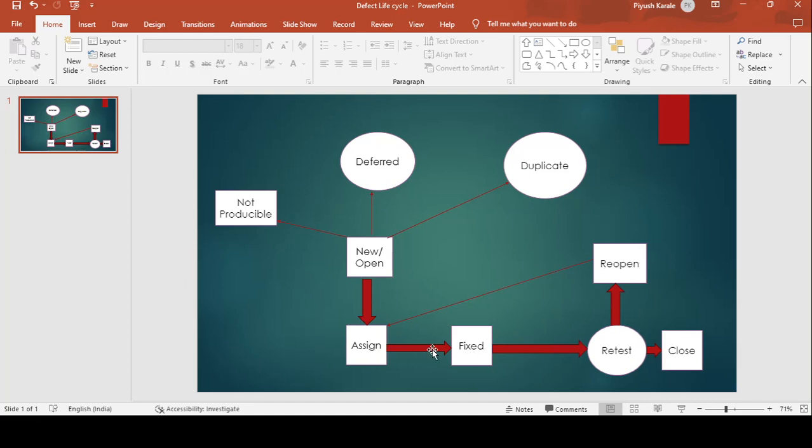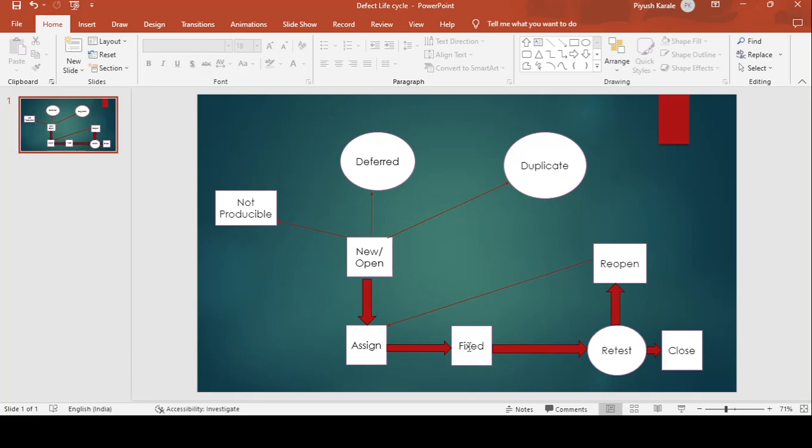But the tester cannot assign the defect directly to the developer, because the tester doesn't know which developer made the particular module. So in that case, they assign that defect to the team lead, the developer head or developer lead. Once the tester assigns the defect to the developer lead, the lead assigns it to the particular developer who made that module.